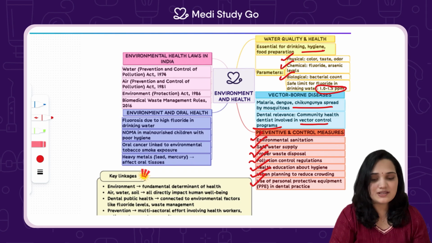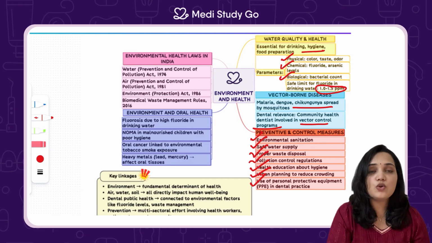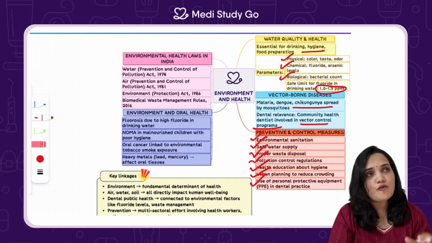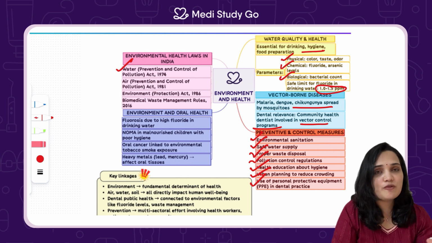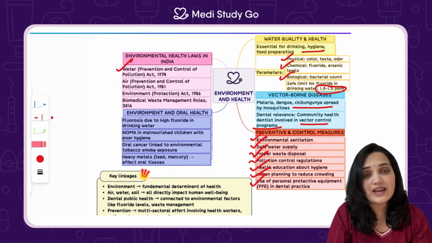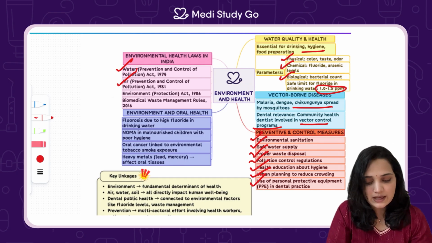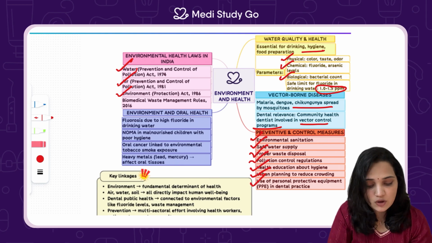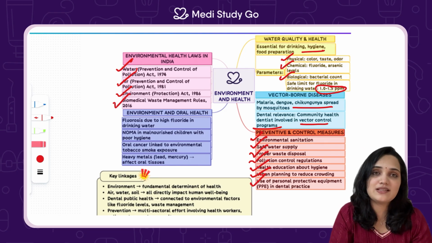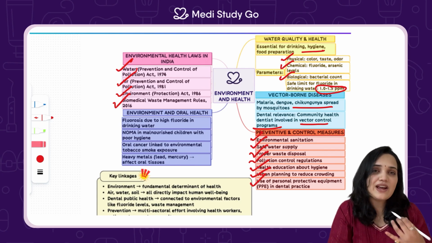So what are the measures here in India? How do we control these environmental hazards? There are a lot of laws that exist in India. Some important ones I'll mention now. Firstly, for water, we have the Prevention and Control of Pollution Act from 1974. For air, we have the Prevention and Control of Pollution Act, where air is mentioned, in 1981. Then the Environment Protection Act 1986, and the Biomedical Waste Management Rules given in 2016. These laws regulate pollution and try to protect public health.